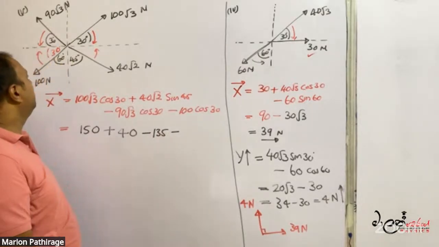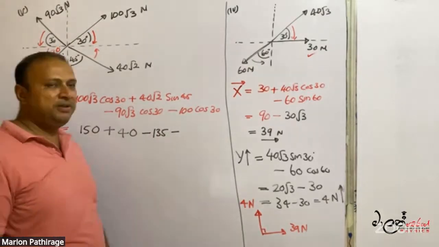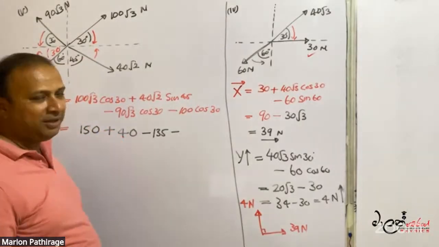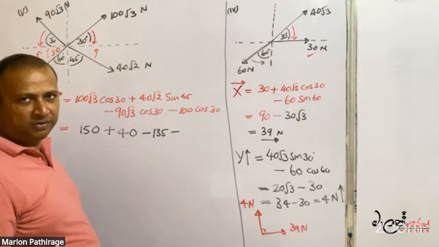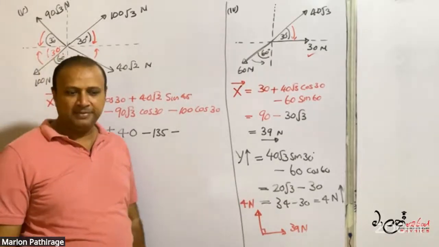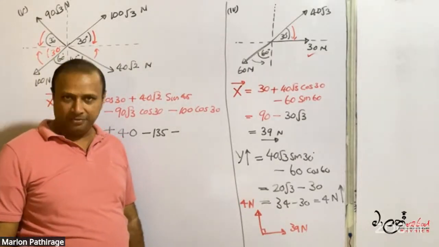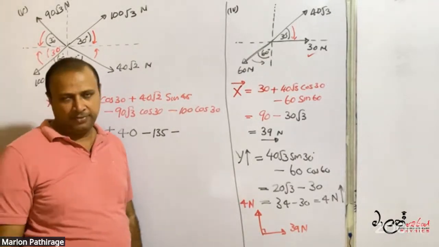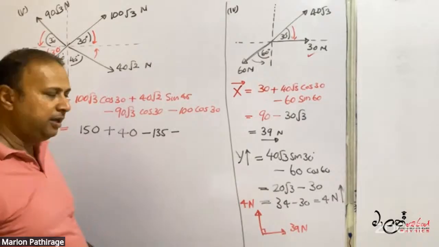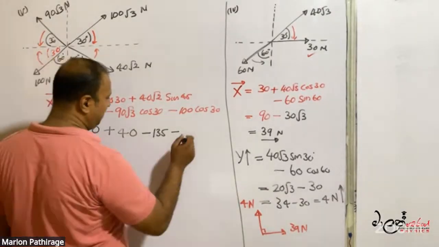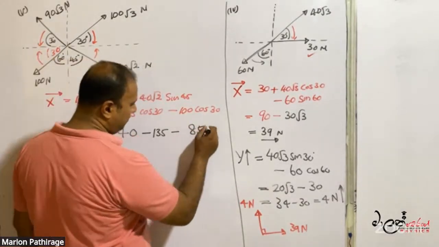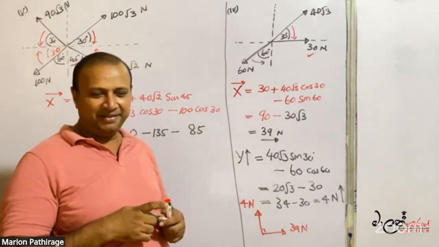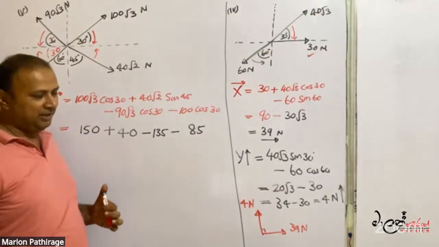Now 100 cos 30. Cos 30 means root 3 over 2. Root 3 over 2 means 50 into root 3, and 50 into root 3 means 17 into 5, which is 85. If you got my calculation, please raise your hand.